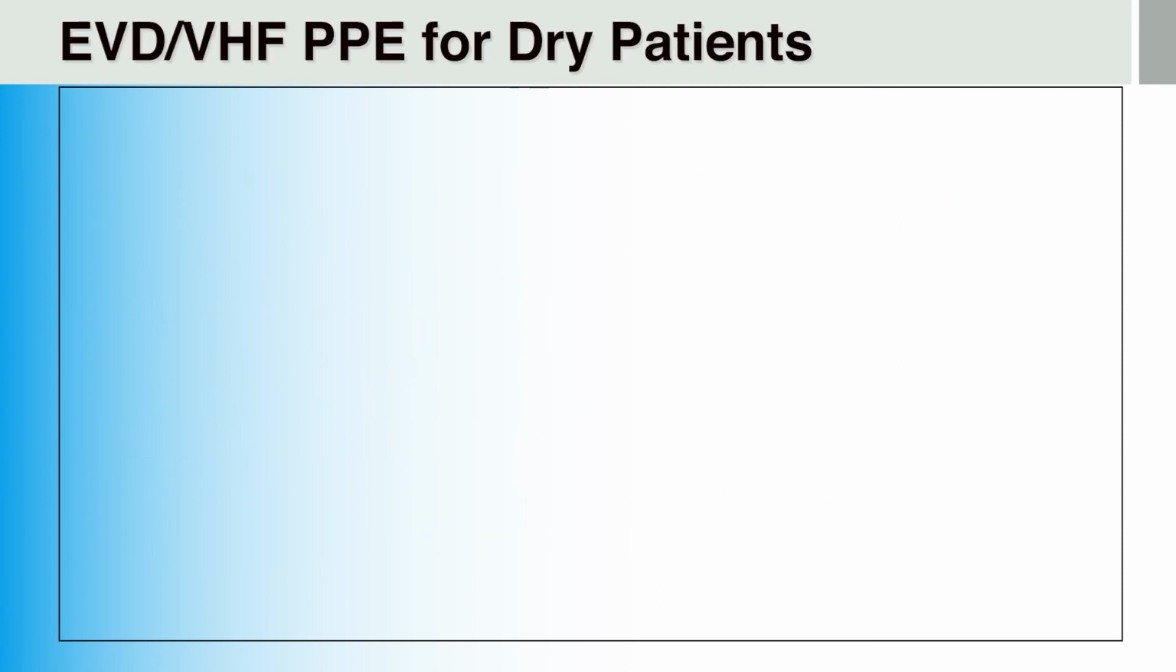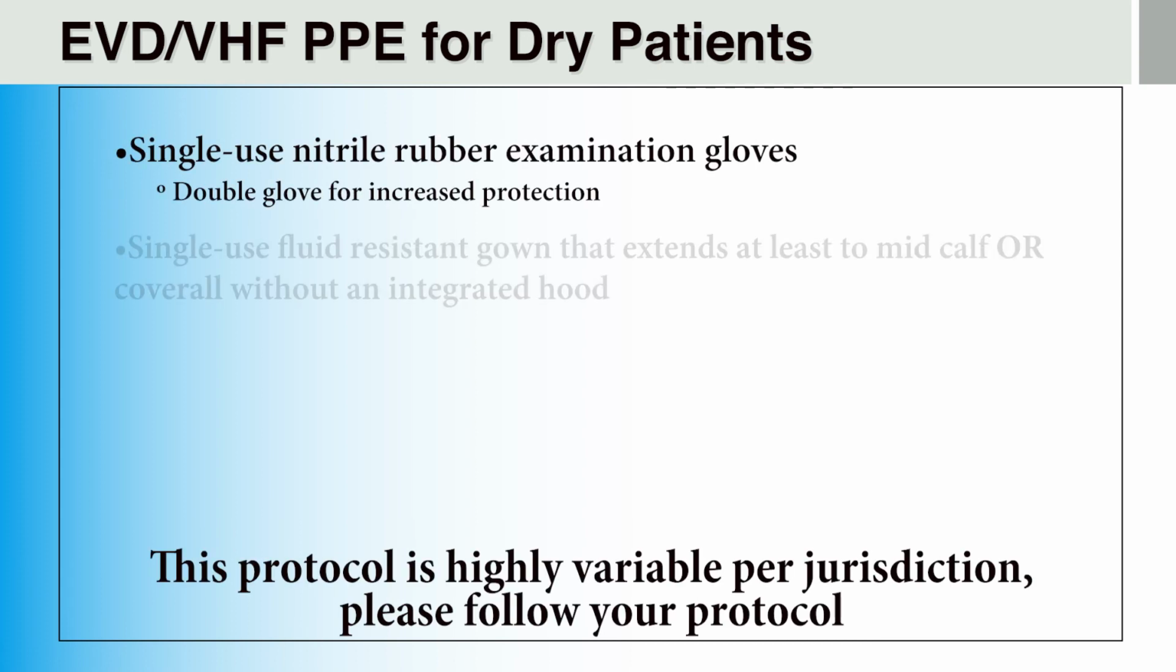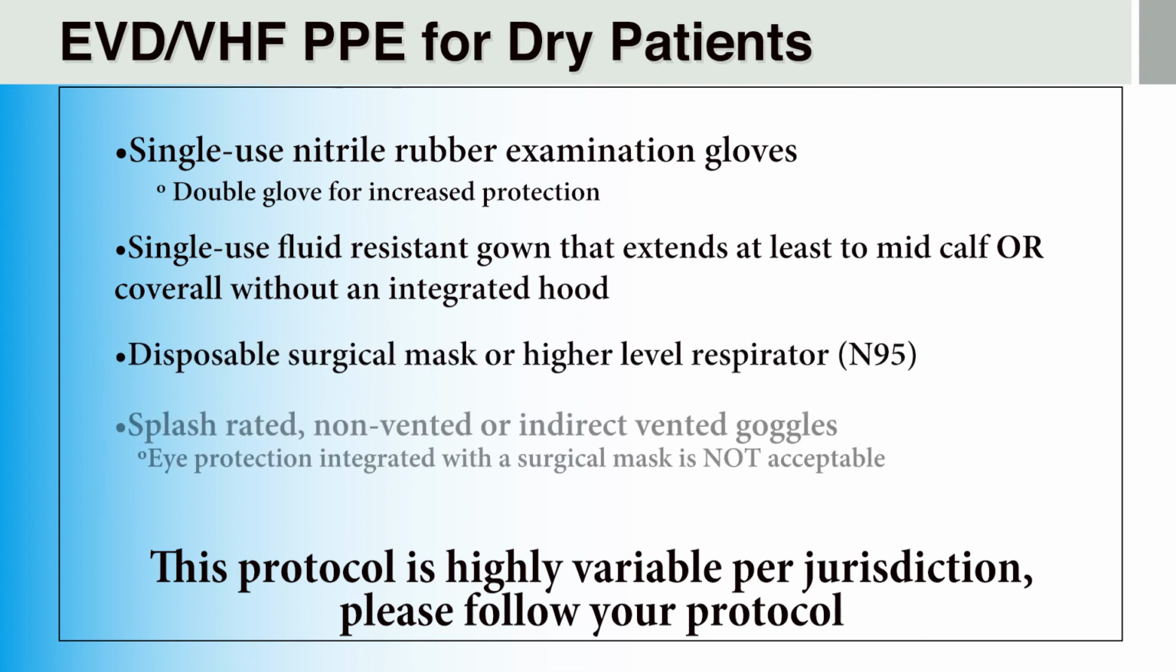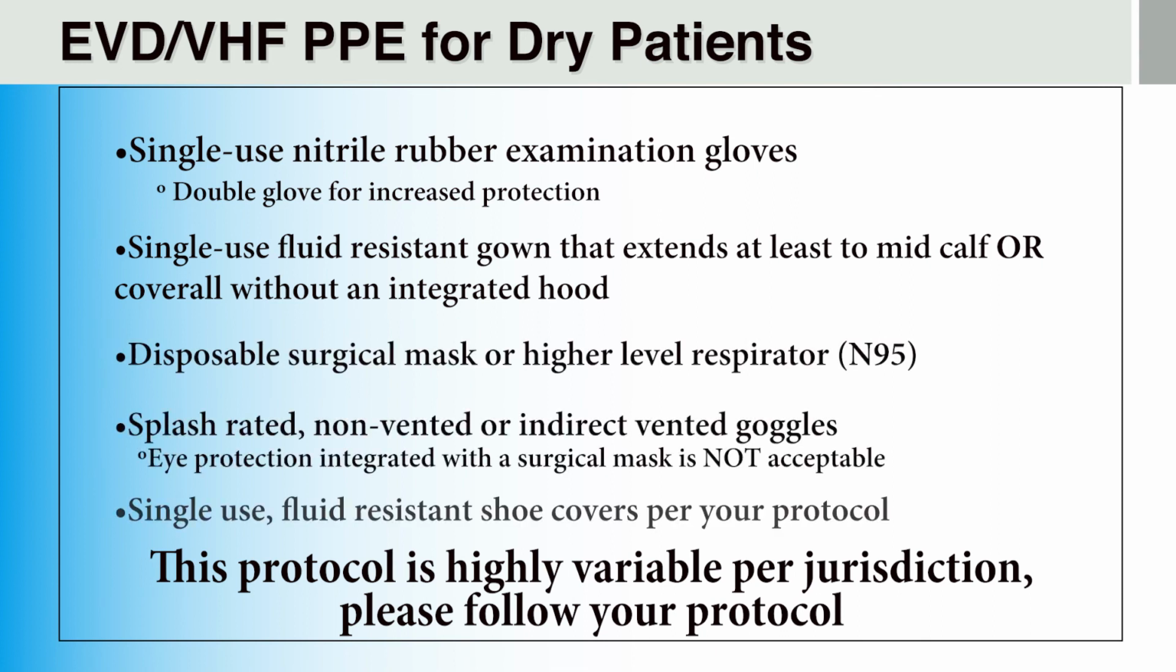Patients with suspected Ebola exposure who are not bleeding or vomiting are considered dry patients. PPE for these patients include double gloves, fluid-resistant gowns that extend to the mid-calf, respirator, splash-rated goggles, and fluid-resistant shoe covers.